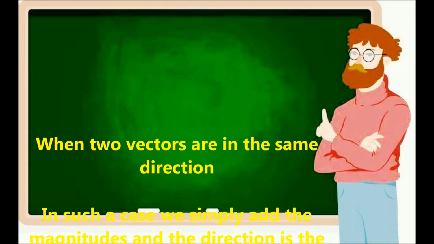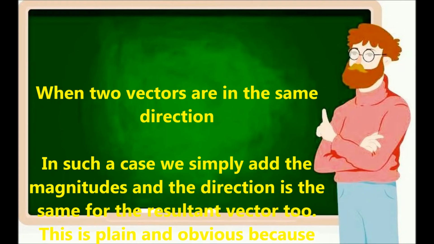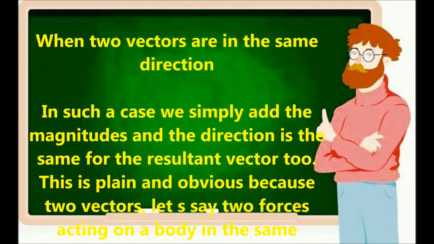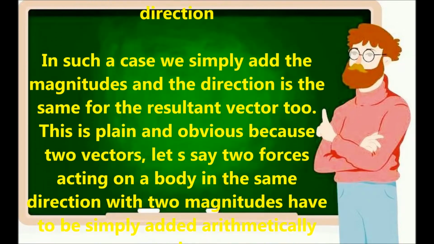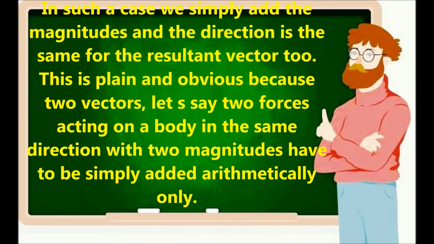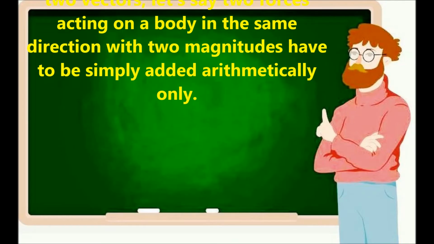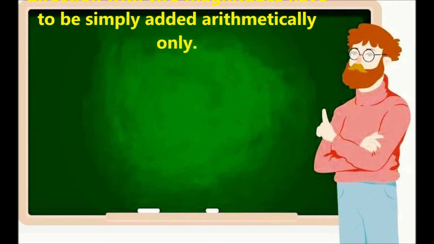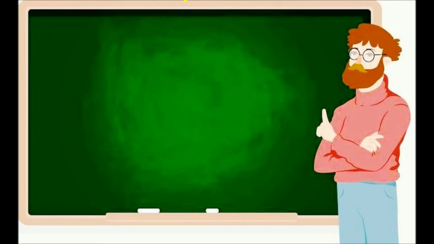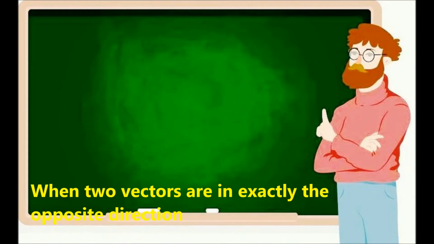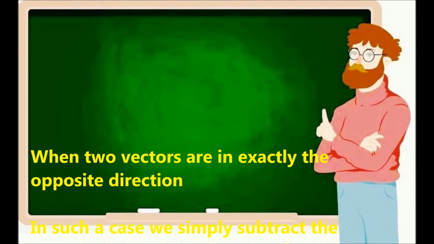In such a case, we simply add the magnitudes and the direction is the same for the resultant vector too. This is plain and obvious because two vectors, let us say two forces acting on a body in the same direction with two magnitudes have to be simply added arithmetically only, isn't it?